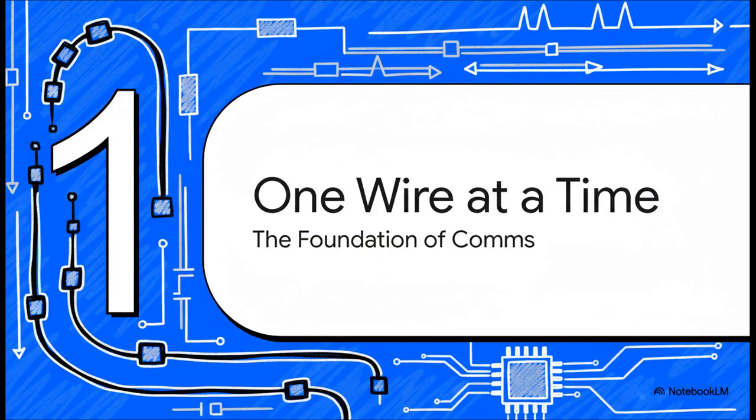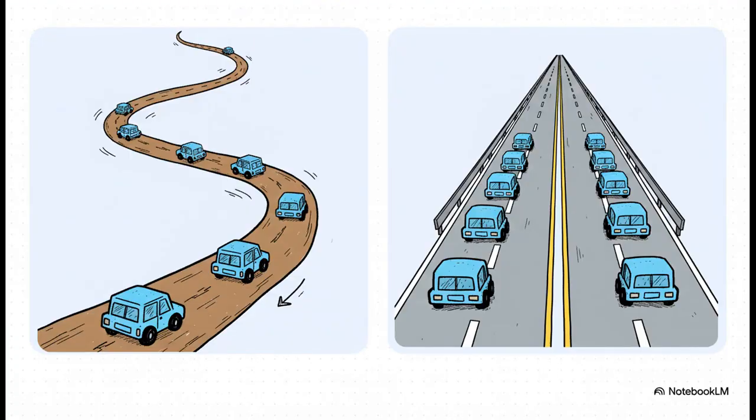Okay, let's get into it. Before we learn the specific languages like UART or I²C, we've got to understand the basic grammar they're all built on. And the most fundamental way to get digital info from point A to point B is with something called serial communication. Think about it like this. Serial communication is like a single-lane country road. The cars, or in our case, data bits, have to go one by one in a single-file line. It's simple, it's cheap, and it works really well over longer distances.